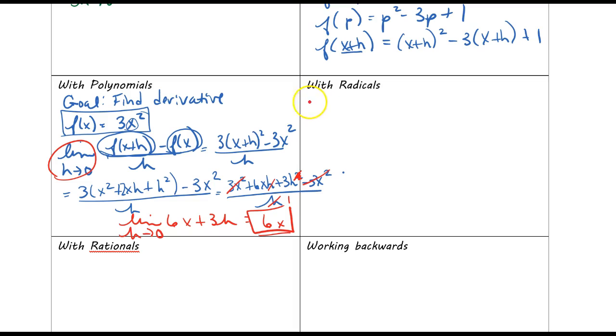Okay, what if it was a radical? So same goal as over here, but now f of x is, let's say, 2 times the square root of x. Okay, so if this was our problem, then what we would need to do is the same thing. We're going to do the limit as h approaches 0 of, okay, now in the front it's f of x plus h. So I need to replace what's under the radical with an x plus h, okay, minus the original f of x all over h.